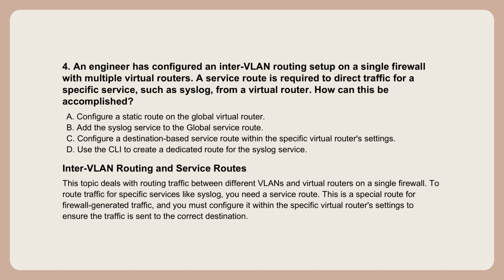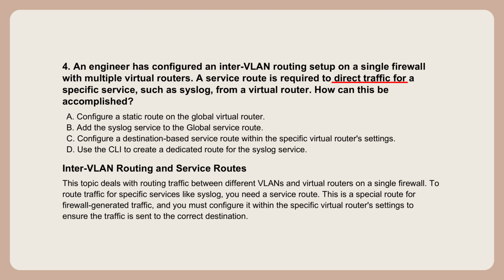Okay, let's dive inside the network now. Internal routing. Specifically, Inter-VLAN routing. So picture an engineer who's set up Inter-VLAN routing on a single firewall, but they're using multiple virtual routers inside that firewall. Right, segmenting routing domains within the same box. And they need a service route. They need to direct traffic for one specific service, let's say syslog traffic, from one virtual router to a particular destination. How do you make sure just that syslog traffic takes the right path without messing up general routing?